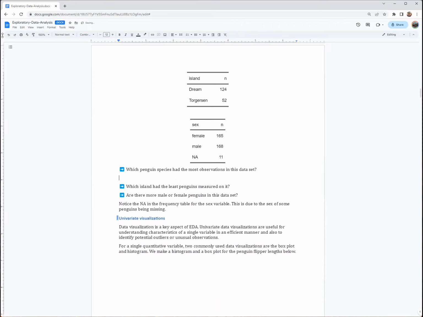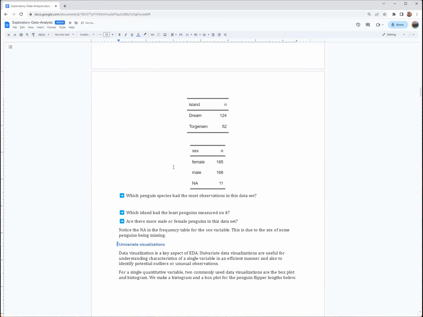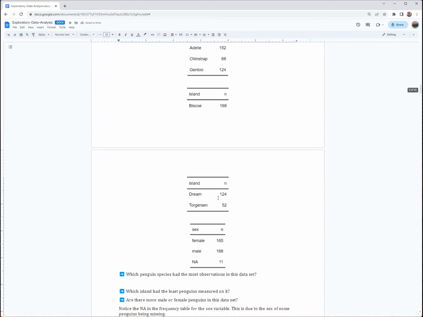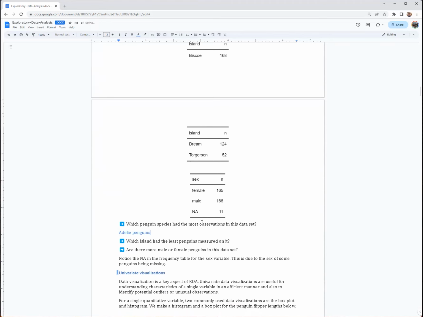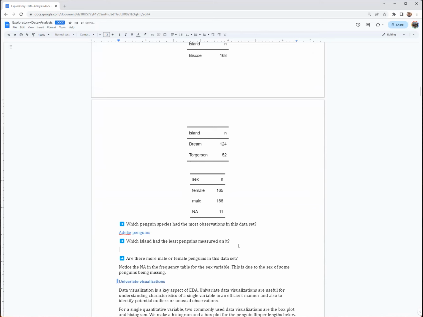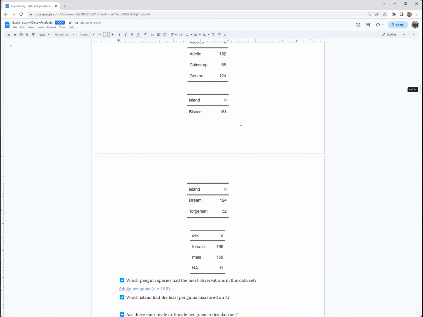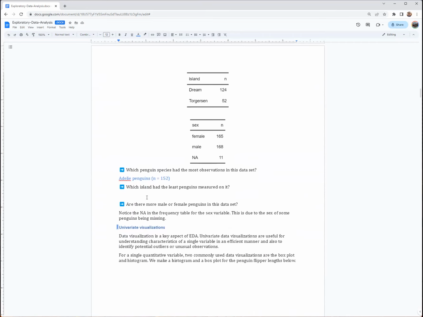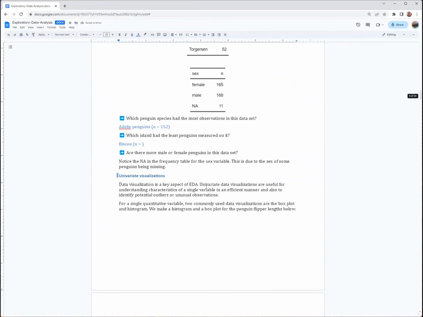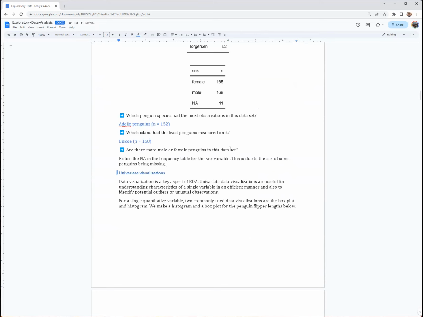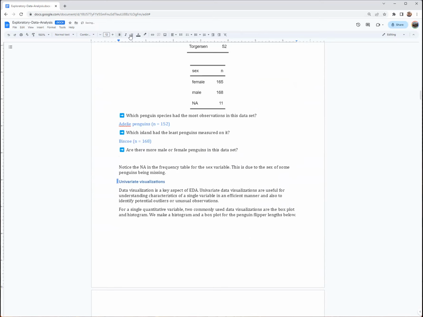Okay. So which penguin species had the most? The Adelie penguins. And that was n equals 152. Which island had the most? Biscoe. Biscoe had 168. And then are there more male or female penguins? In this data set, there are more male, 168.